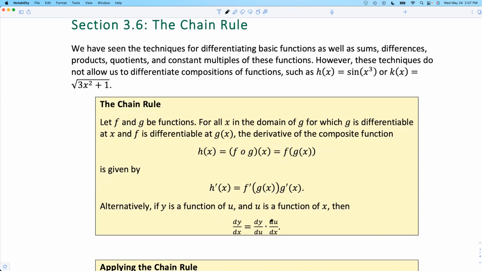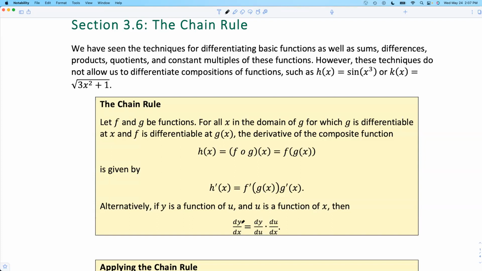It's kind of like if we pretended these were fractions, see how you could cancel out the du's and you would get dy dx. These are not fractions. Remember, derivatives are not fractions. This is not dy divided by dx. That's the derivative of y with respect to x.